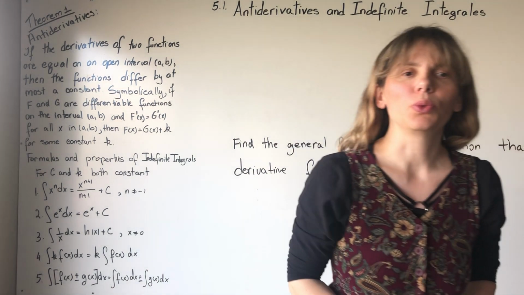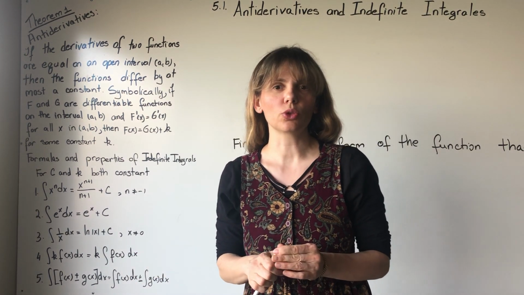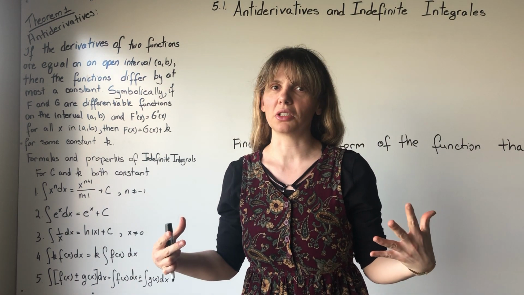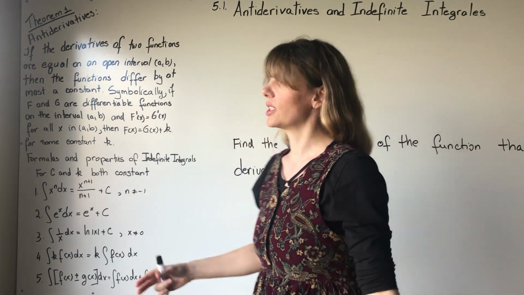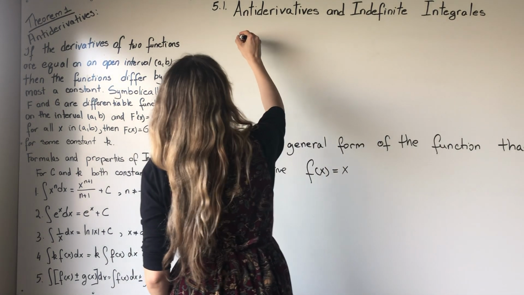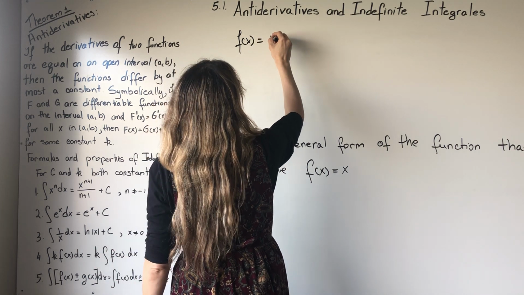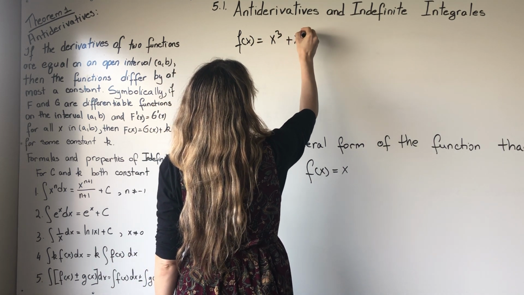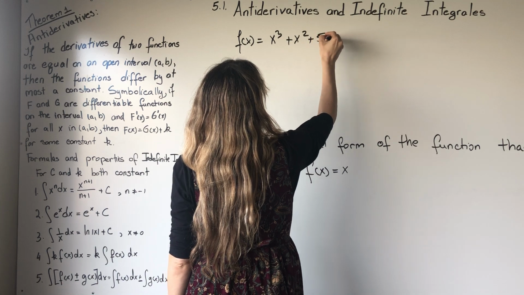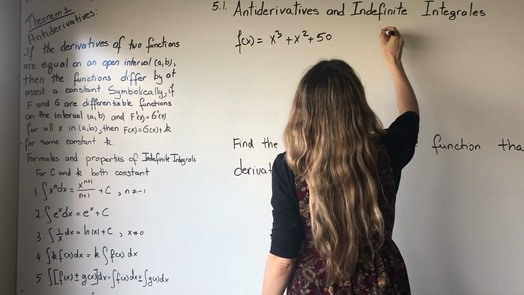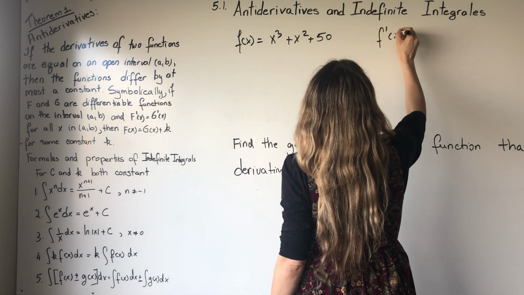So let's start with what we know. We know how to take derivatives, and let's take some since we know how to do it. Let's say we have the function f of x, which is equal to x to the third plus x squared plus 50. Let me take the derivative of that. So f prime of x will be what?